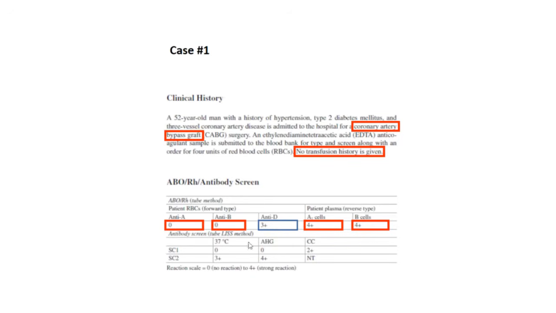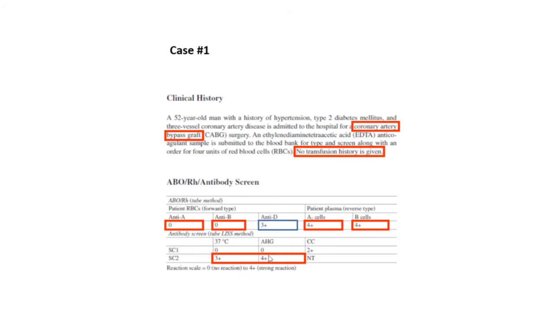Now we go on and we do the antibody screen, which is also known as an indirect antiglobulin test. So, Tahid, what were your findings on the antibody screen? So on the antibody screen, we see reactivity on screening cell 2 at 37 degrees Celsius and for AHG. Right. So what we're seeing here is that the screening cell 1 is no reaction. Screening cell 2, on the other hand, is showing fairly strong reactivity at 37 degrees and also at the AHG, the anti-human globulin, Coombs phase, basically.